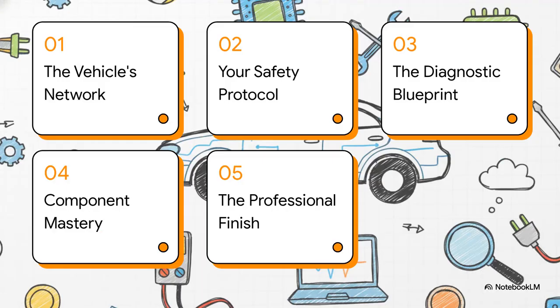So to really wrap our heads around this, we're going to break it down into 5 core pillars. First, we have to understand the vehicle's network. Then it's all about your safety protocol. After that, we need a solid diagnostic blueprint, followed by true component mastery. And finally, we'll wrap it up with what I like to call the professional finish.